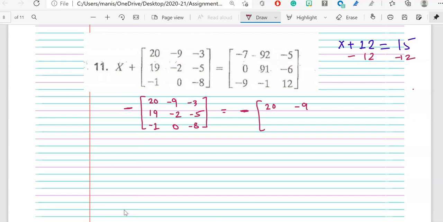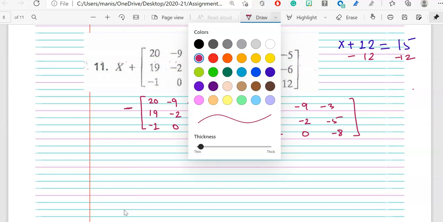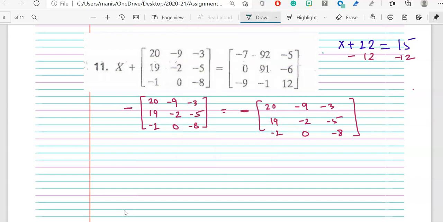20, negative 9, negative 3, 19, negative 2, negative 5, negative 1, 0, negative 8. Now, let me ask this question from you. What will happen this side? These two will be cancelled out. Similarly, these two will be cancelled out. It's a 0. You can see 20 minus 20, 0, negative 9 minus positive 9, 0. So that's it. Do not spend too much time over there.